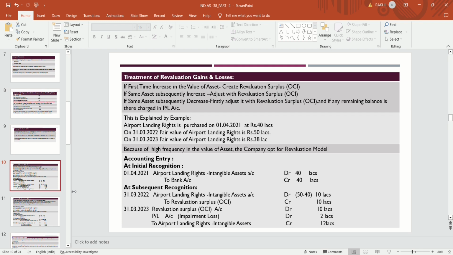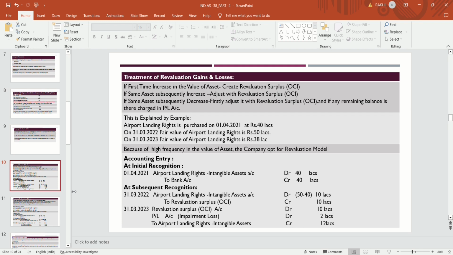suppose at the initial recognition the entity recognized the asset at 50 lakhs, and at the end of the period the company has made a revaluation and the amount of that asset increased to 60 lakhs. So at initial recognition they had recognized 50 lakhs, but at the reporting period when they revalued that asset, it becomes 60 lakhs. So it creates a revaluation surplus because there is an increase in the value of the asset.